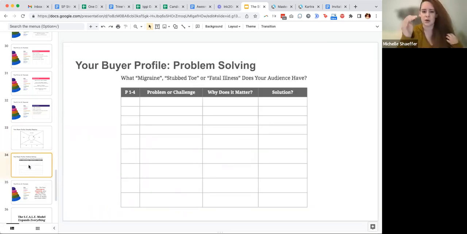The other thing is to go through a matrix like this, where you look at, for the buyer that you want to target, what are the problems or challenges that they're aware of? One of the other big problems that often happens in funnels and sales processes is you're targeting a problem that's not a big enough deal. So are you targeting something that would be a migraine, or is it just a stubbed toe? Or is it a fatal illness, right? 1 to 4, what is the priority of actually solving that problem or challenge? And beyond that, why does it matter? Why do they actually want to solve it? And then what is the solution to that?